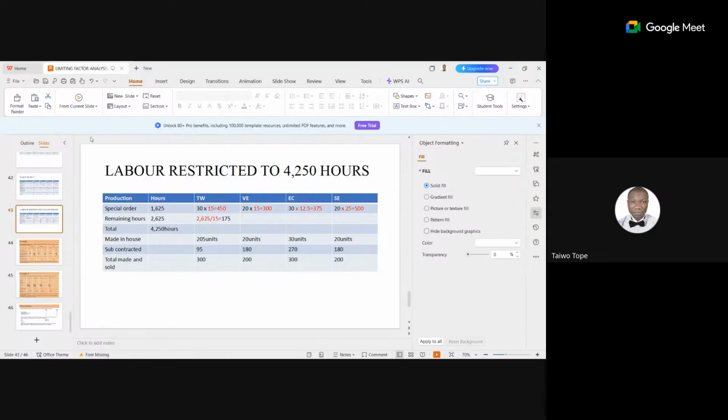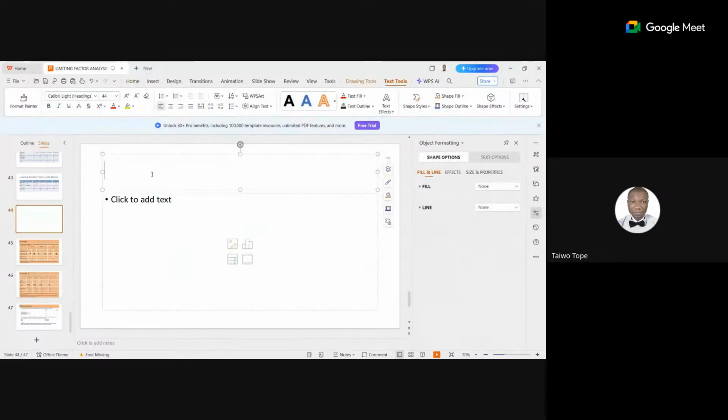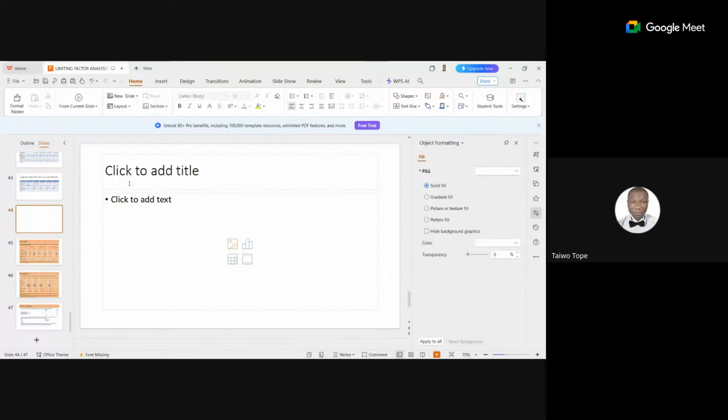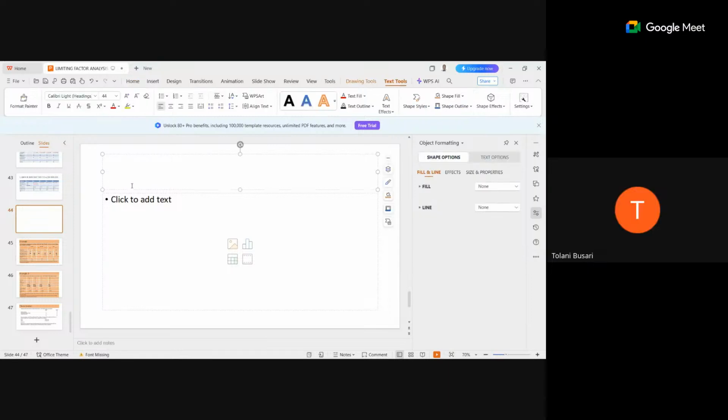Let's show that. Hello, Mr. Topo. Hello, sir. Yes, I can hear you. Okay, can you help us take the types of limiting factors again? The first one you mentioned, skilled labor. All right, let me just put it down here.